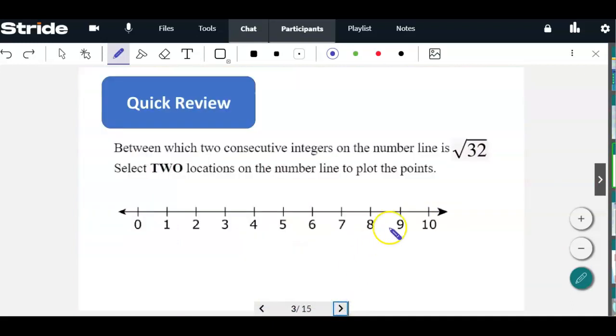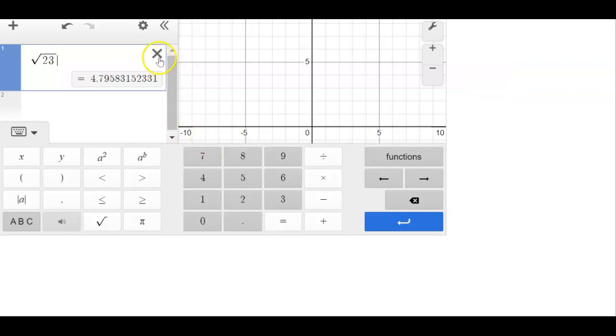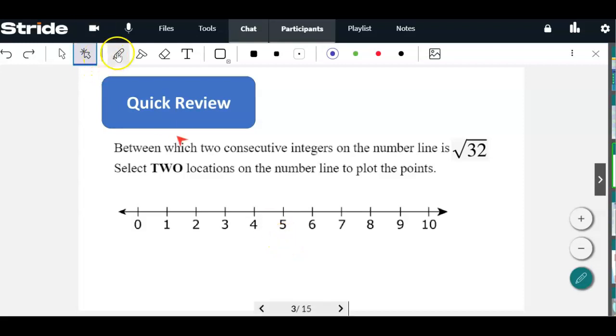Then I want to go ahead and do this quick review because you have a TFAR today and you might see questions like this on your TFAR. It says between which two consecutive numbers on the number line is the square root of 32. Select two locations on the number line. So we're going to make sure it's the whole numbers, or these integer numbers. So let's do the square root of 32. I get 5.6. Now, we just practiced plotting, so 5.6 is going to be a little bit right here, a little past the middle. So it's between 5 and 6. So that's how you would do that type of problem.